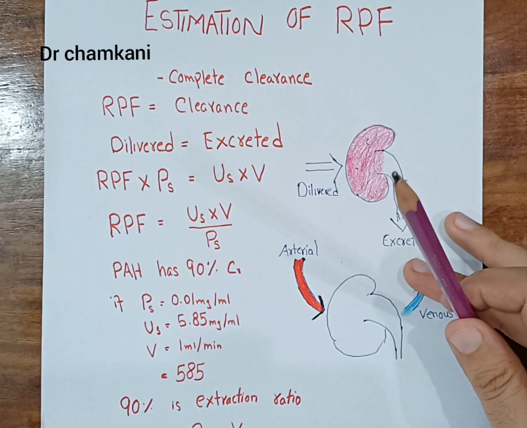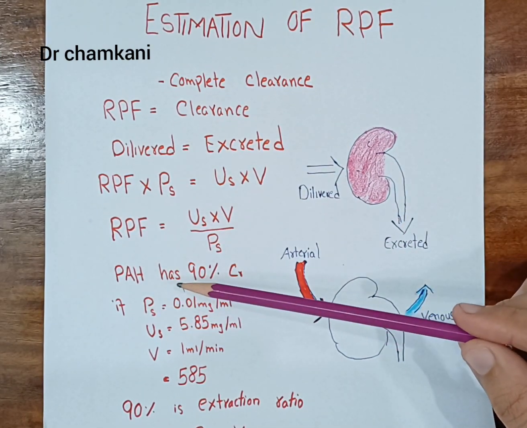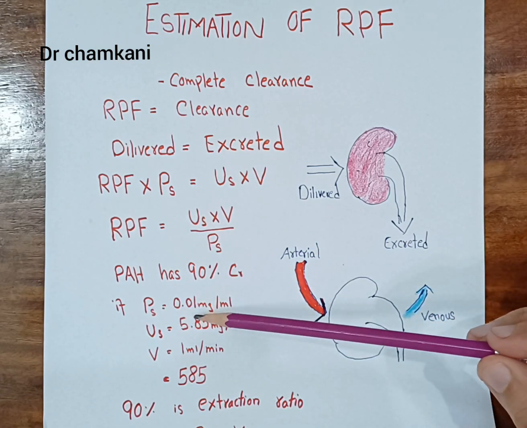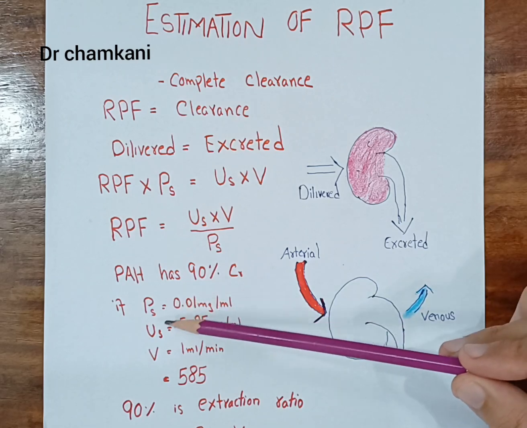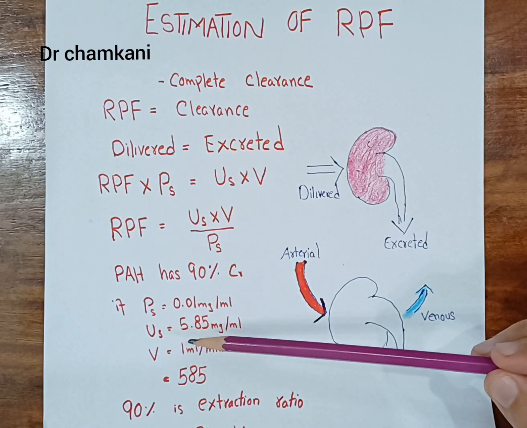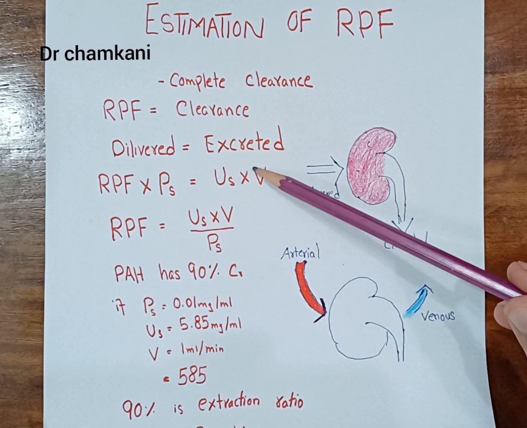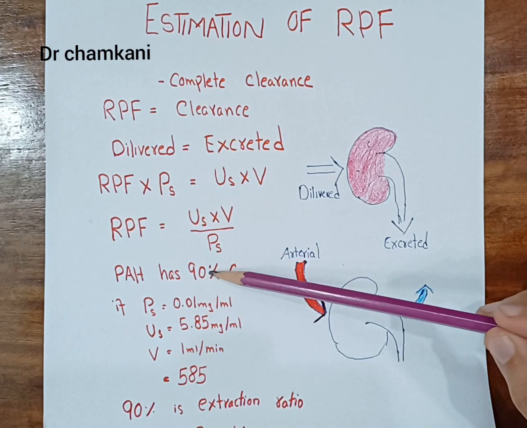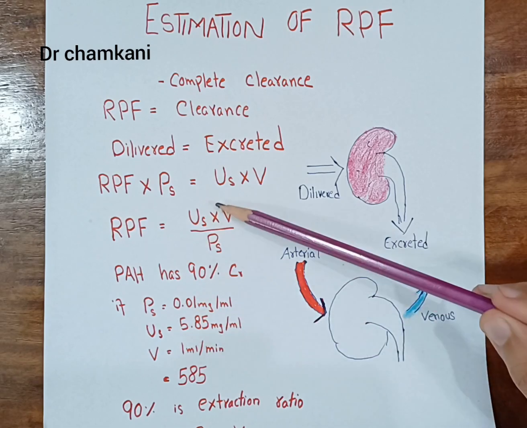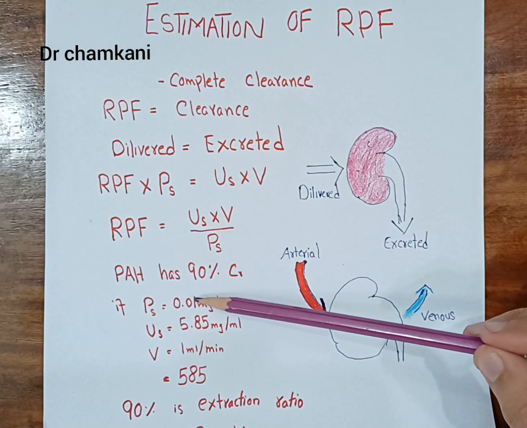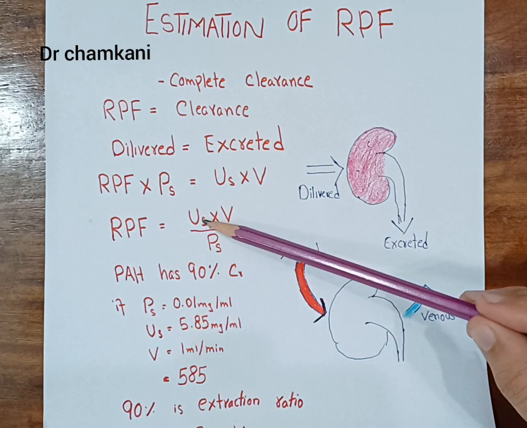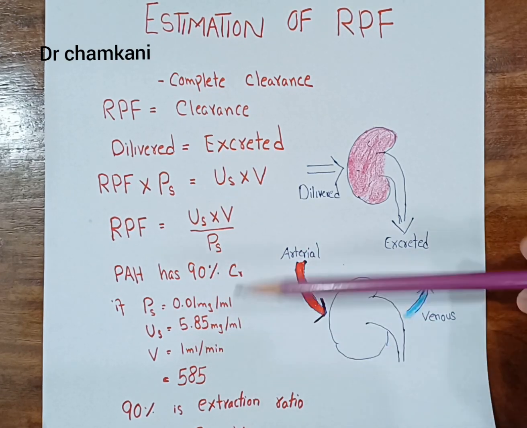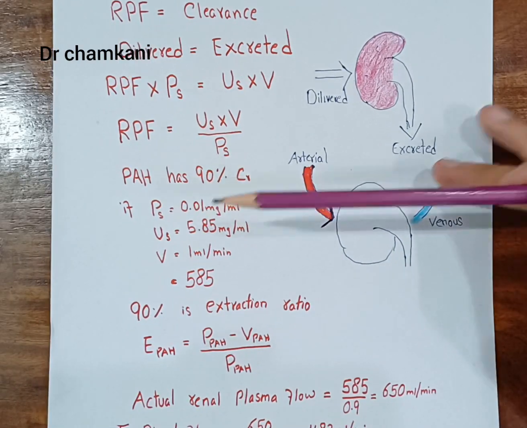In this particular example, we assume that the concentration of para-aminohippuric acid is 0.01 milligram per ml in plasma. The concentration of para-aminohippuric acid is 5.85 milligram per ml in urine, and the volume of urine formed per minute is 1 ml per minute. Now, if we put these values in this equation, 0.01 here, 5.85 here, and 1 here, we get a value of around 585.